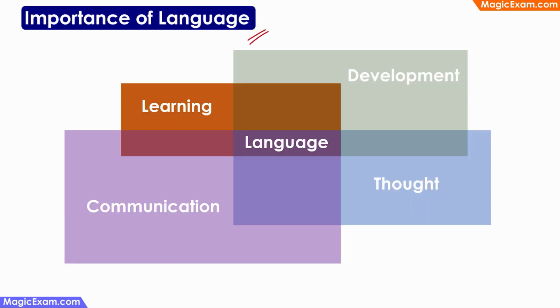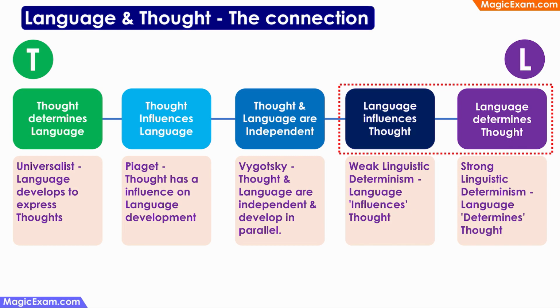So what is the importance of language? Well, language usually plays a very important part in most human activities. From our syllabus perspective, language plays a key part in the development of a child. Language is essential in the teaching and learning process. It helps us in basic communication and almost all social interactions. And language also plays a very key part in the development of thought and also in the thinking process itself. So, language and thought. What is the connection?